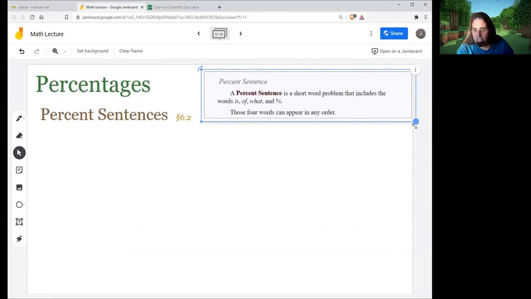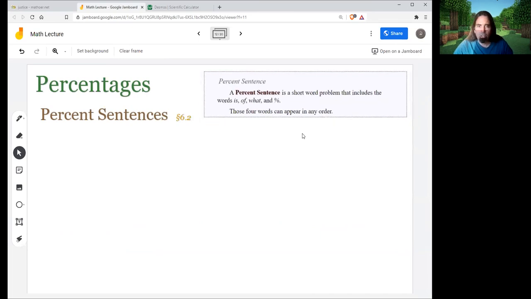So a percent sentence is a short word problem and it includes the words is, of, what, and percent. And we can think about these a lot. So what is 50% of 400? 38% of 27 is what? Things like that. All we have to do is pick two numbers and smash these words onto them and make a sentence out of it.